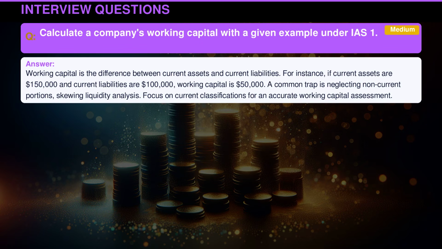Working capital is the difference between current assets and current liabilities. For instance, if current assets are $150,000 and current liabilities are $100,000, working capital is $50,000. A common trap is neglecting non-current portions, skewing liquidity analysis. Focus on current classifications for an accurate working capital assessment.